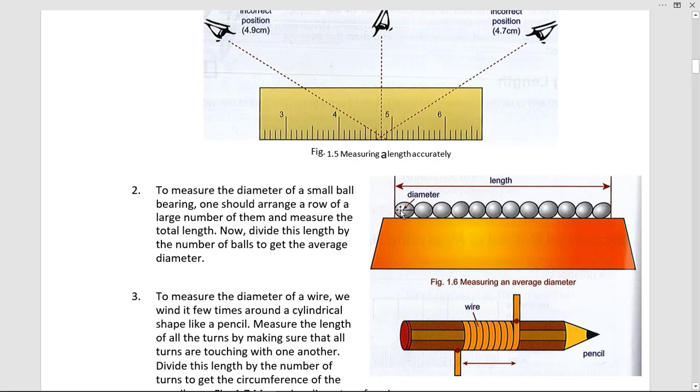So this technique can be used to find the diameter of a small ball if you don't have a micrometer screw gauge. If you have the micrometer screw gauge, there is no need to do all this. This is done if you are provided with only the ruler. Then you can use this method.